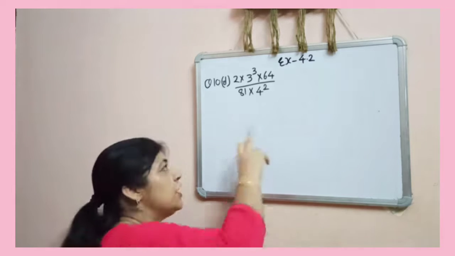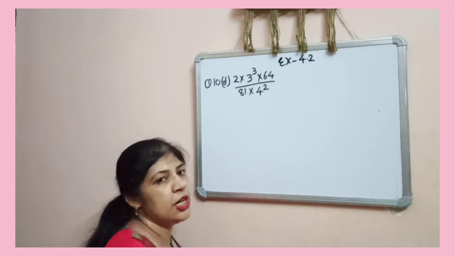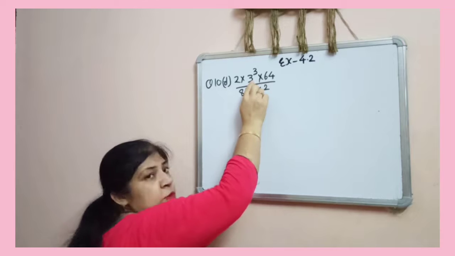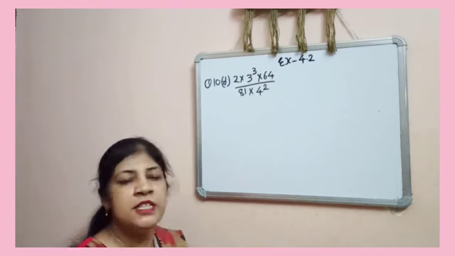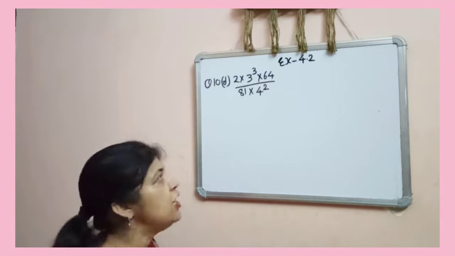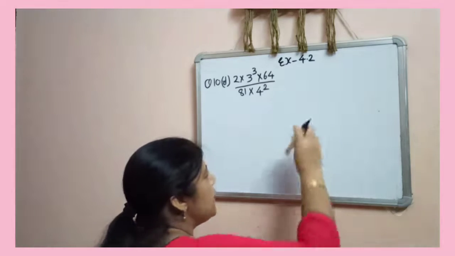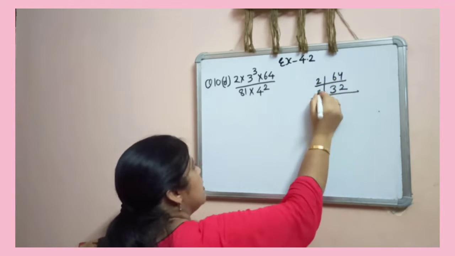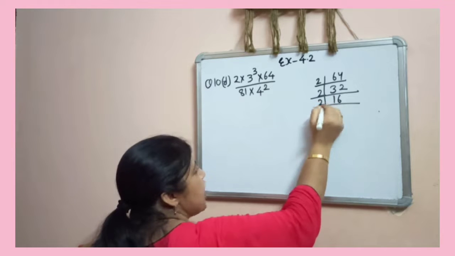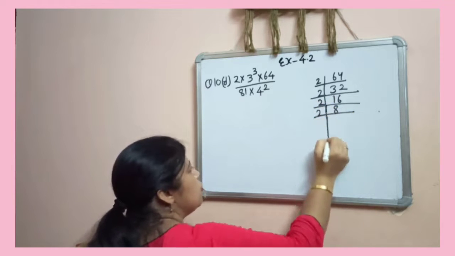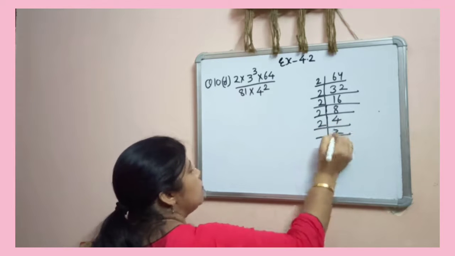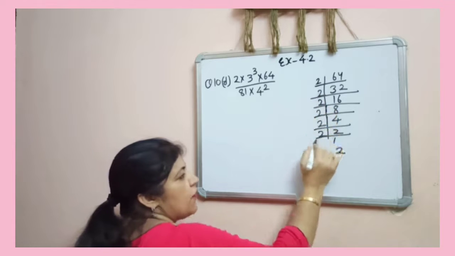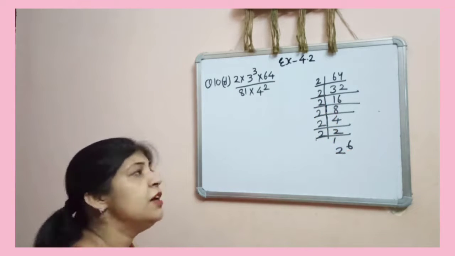For this you have to convert each term into exponential form. This is already in exponential form, this is also in exponential form, but you need to convert 64 as well. You know how to convert it: by prime factorization. Dividing 64 by 2 repeatedly, you will get 2 raised to the power 6.